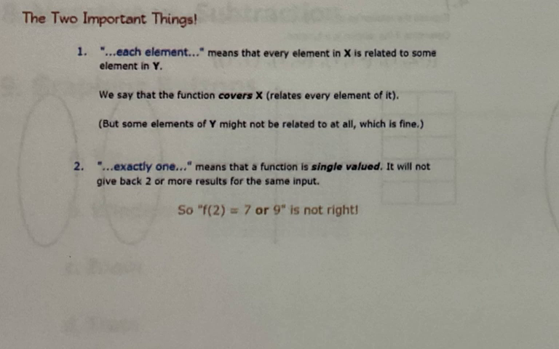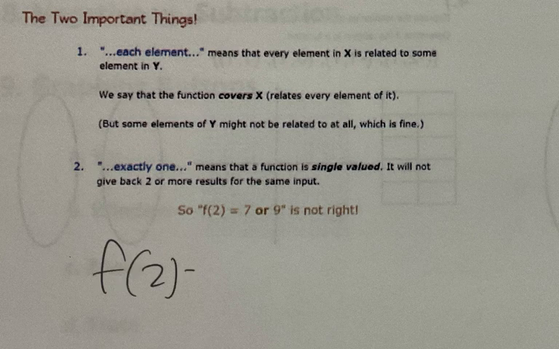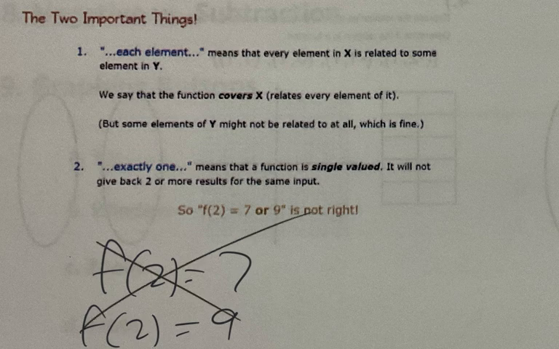So if I have f of 2, that's what they're saying here, it has to be 7. It can't be 7 or 9. The same function can't have the same input with different outputs, right? This is not a function if that happens.